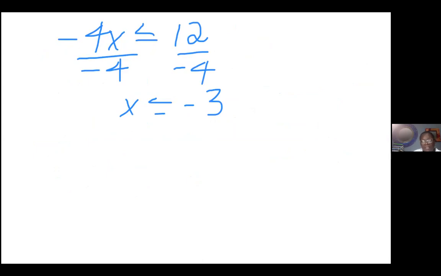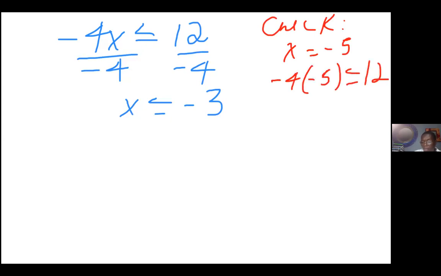Now, if that is the case, if we were to select a value that is less than -3 and plug it in here, it would make the problem true. So let's go ahead and test this theory. We're going to check this out, guys. We're going to take a value such as x equals -5, which is less than -3, plug it back into the original problem for x, and then work it out and see what happens.